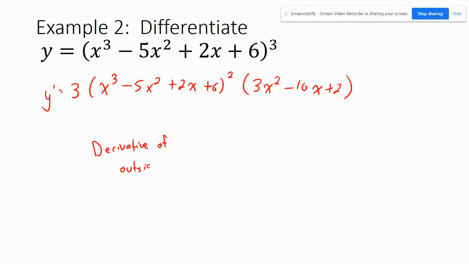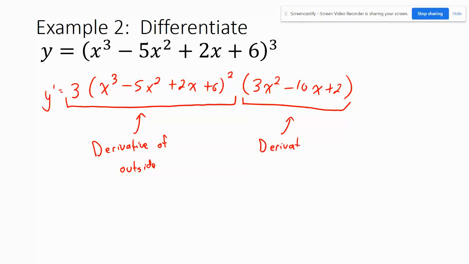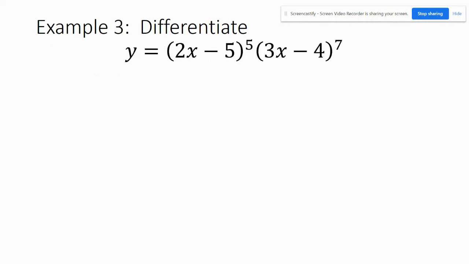You guys, you don't need to write this down every time. I'm just trying to show that this part here, and this part here, is the derivative of the inside. Okay. Here's where it starts to get more difficult.